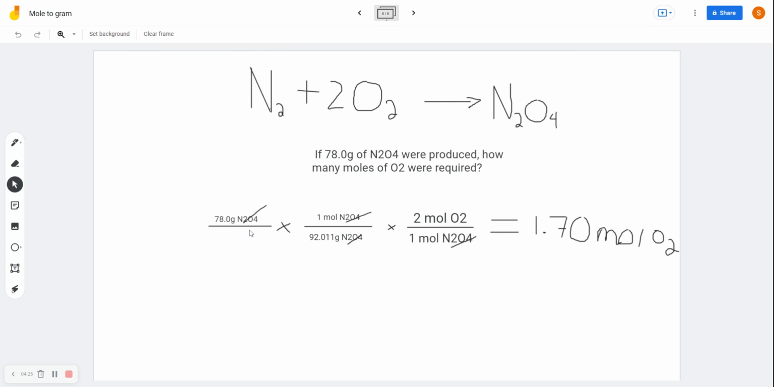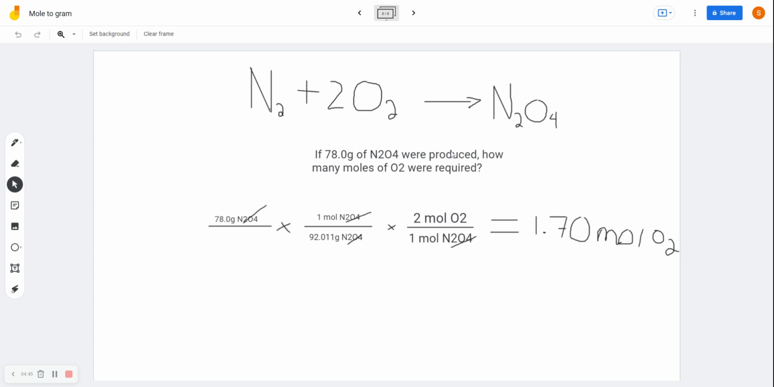So we just do dimensional analysis. These cancel, we're left with moles of O2. Cross multiply, divide by the bottom, we get 1.7 moles of O2. That was just a quick brief video of how to do moles to grams.